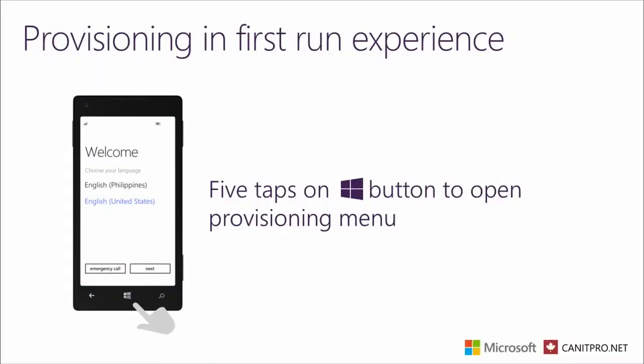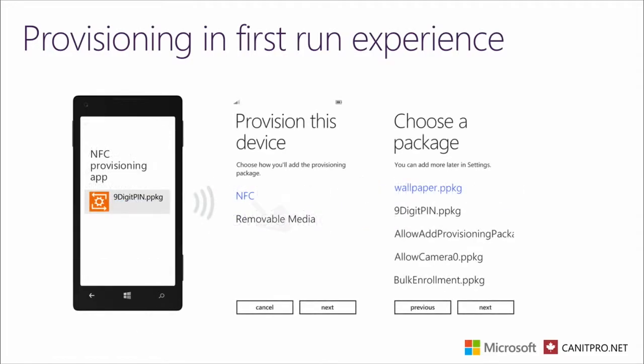So just an example of the runtime experience. I booted up the device and I tap on the Windows key 5 times. And then it gives me a listing. I'm doing a provisioning via NFC in this respect. If I had removable media, I would select the removable media, and I would have all the packages that are made available to me on said device that I have available to deploy.